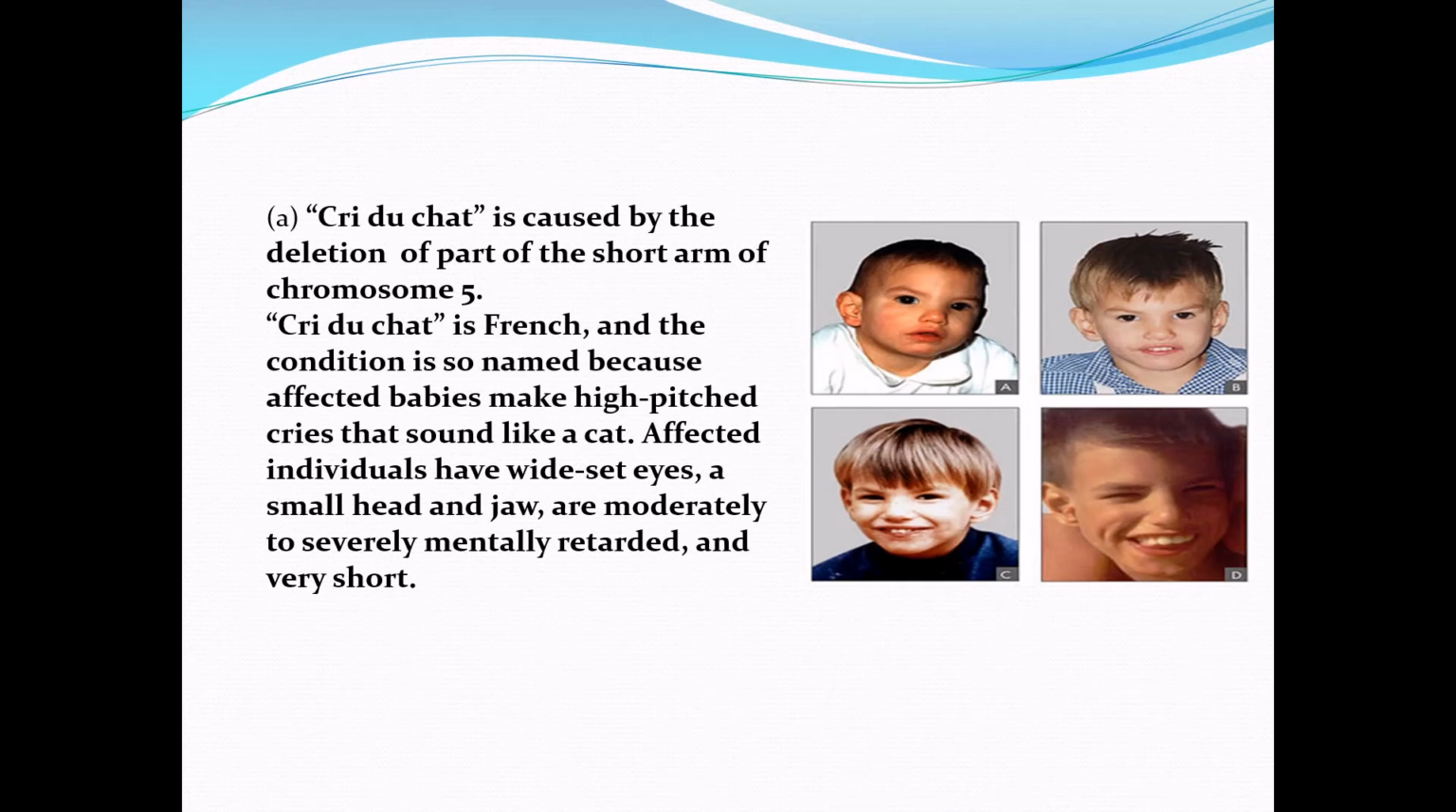First we have cri-du-chat syndrome. It is caused by the deletion of part of the short arm of chromosome 5. The name is French, and the condition is so named because affected babies make high-pitched cries that sound like a cat. Affected individuals have wide-set eyes, a small head and jaw, are moderately to severely mentally retarded, and very short.